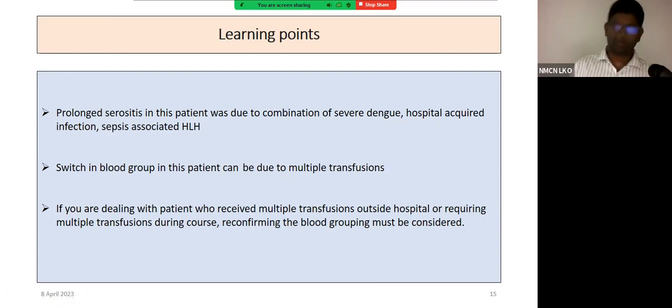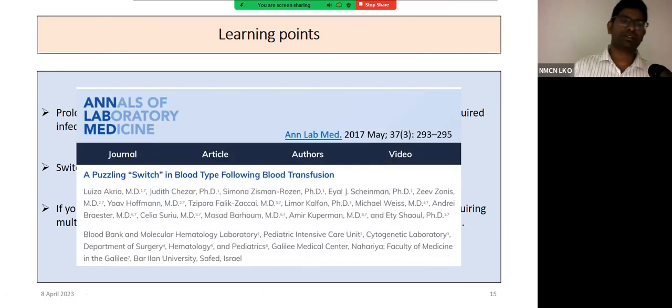and to prevent the transfusion-related side effects. And this is one case report in the Annals of Laboratory Medicine, where there is a switch in the blood group after a massive transfusion. It is a surgical case with abdominal and chest trauma, and ours is a medical case.